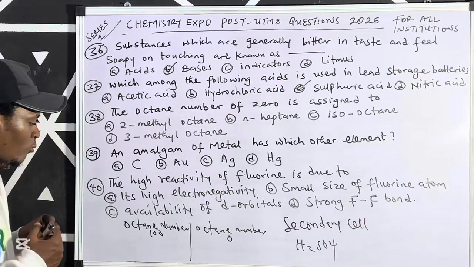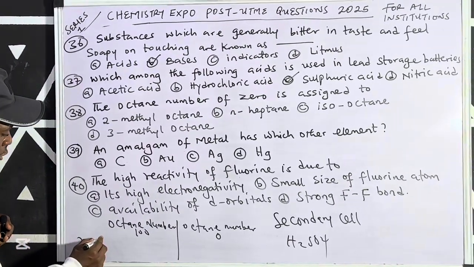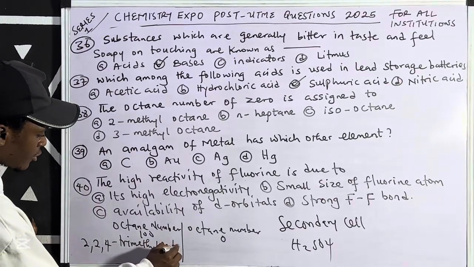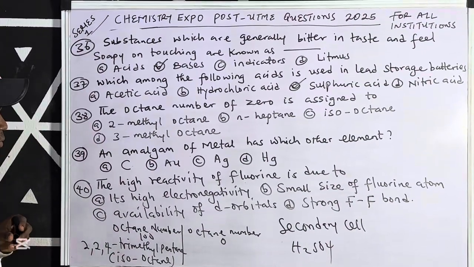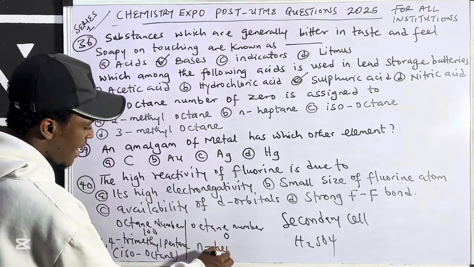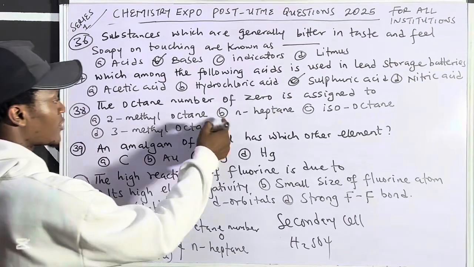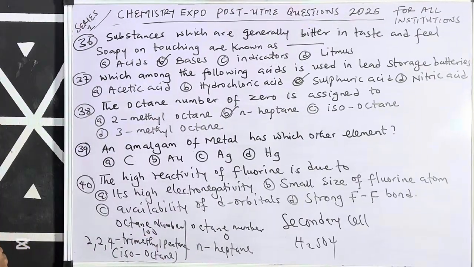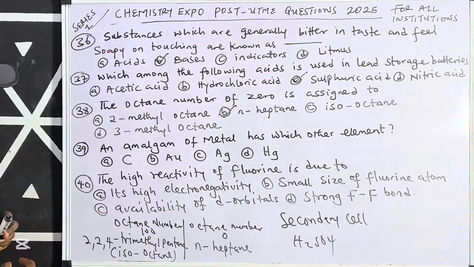Alright. Then which compound possesses an octane number of 100? It is 2,2,4-trimethylpentane, which is also known as isooctane. Then the one with an octane number of 0 is n-heptane, which is normal heptane. So the correct answer to this question should be option B, while isooctane has an octane number of 100. So don't forget this explanation. Alright. Then the next question, question 39.